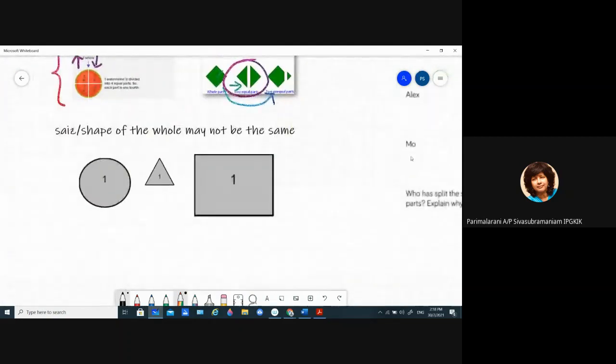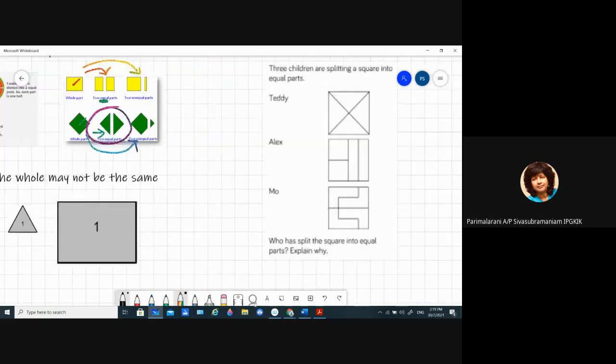We also need to stress that the size or shape of the whole may not be the same. Here we have a big circle, a small triangle, and a big rectangle. They are all wholes. They all represent one. Every time you have a whole, it represents one. One piece of paper, one orange. So the children must understand the concept of one.